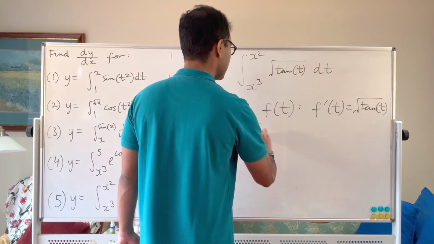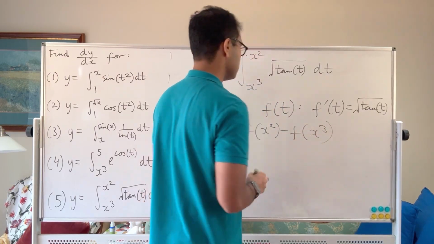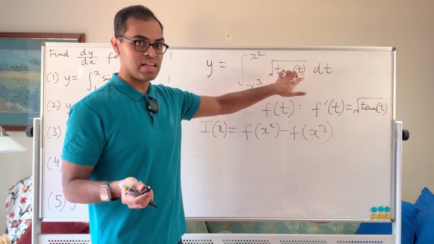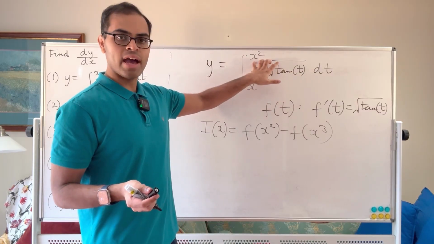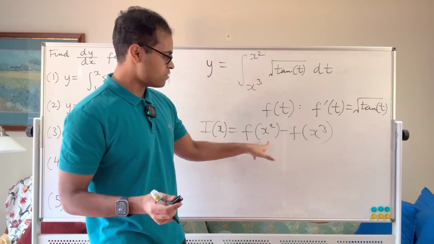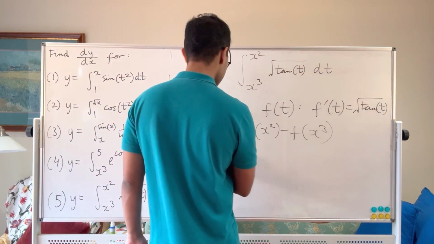This is going to equal f of x squared minus f of x cubed. Okay, so again, the antiderivative is f. How do you find the integral? You find the antiderivative of the integrand, and then you plug in x squared, plug in x cubed, and subtract the two in the right order, which is f of x squared minus f of x cubed, upper limit minus lower limit. And now we can find the derivative.